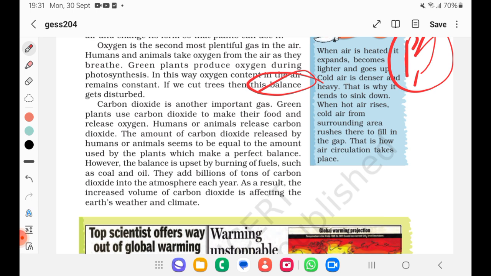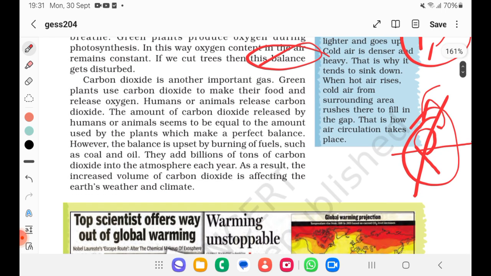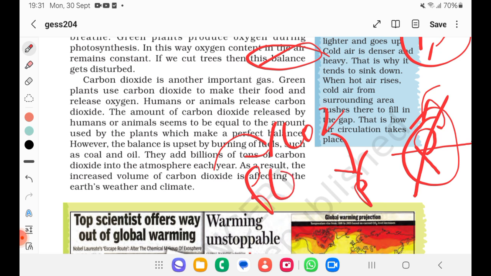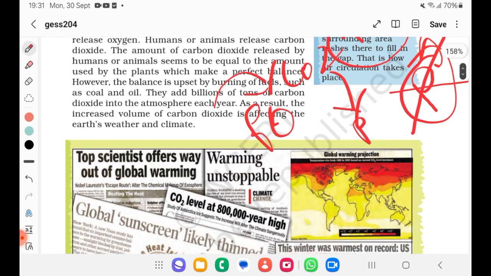So plants produce however much oxygen is needed for animals. If you are cutting plants, you won't get the oxygen that is needed, and the balance is disturbed. Animals release carbon dioxide however much is required for the plants. But because of fossil fuels and industrial emissions, excess carbon dioxide is released, making an environmental imbalance.